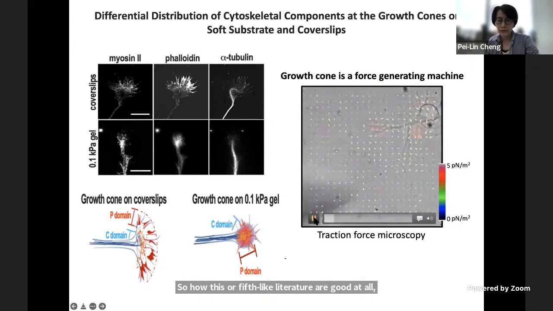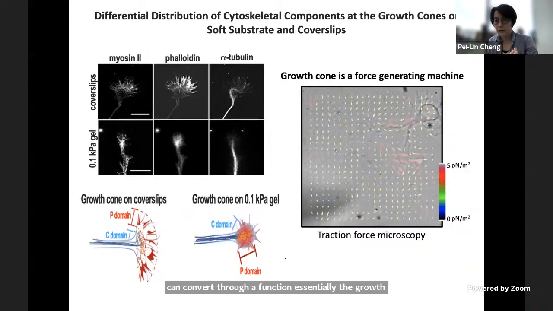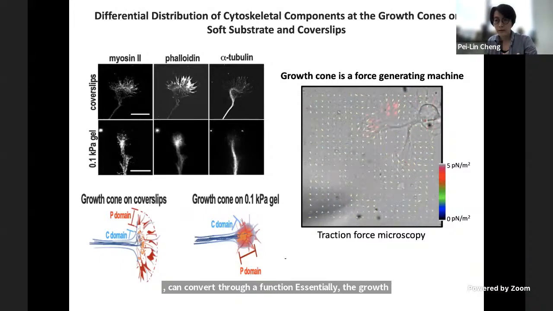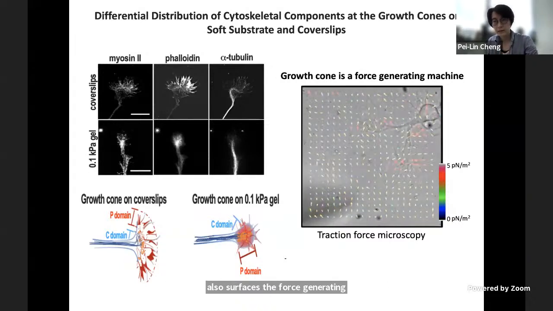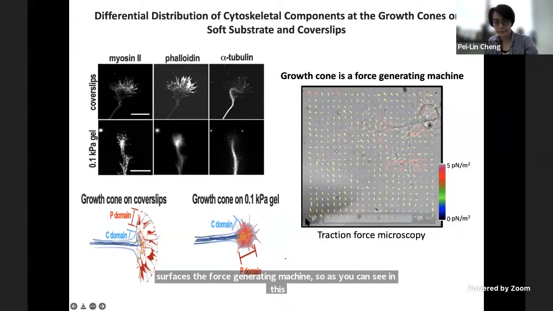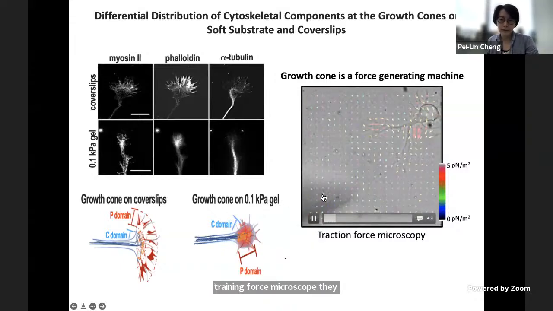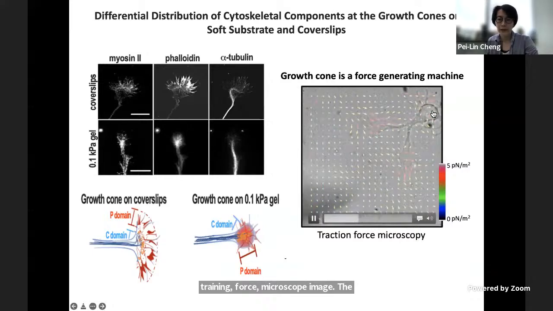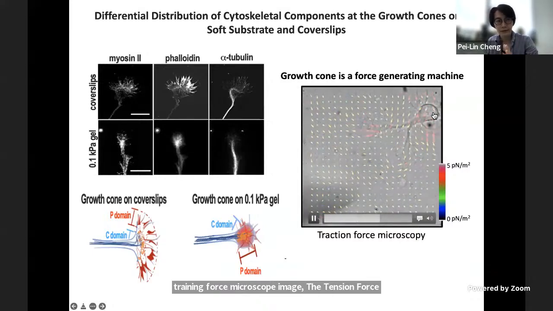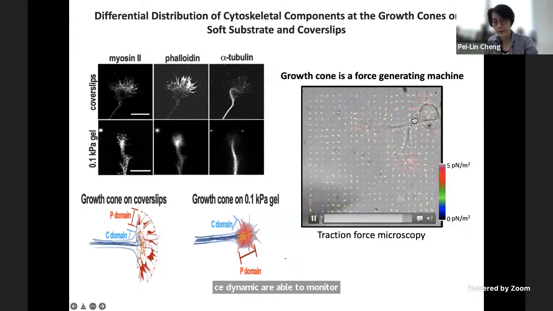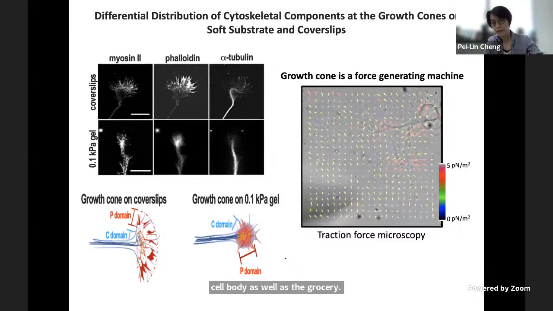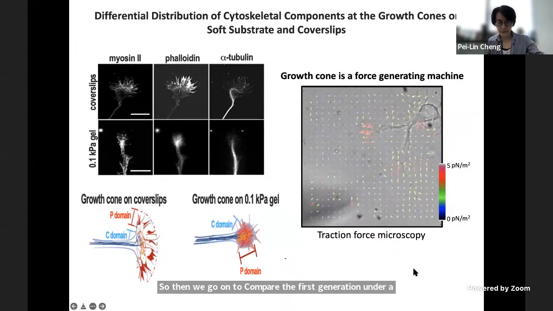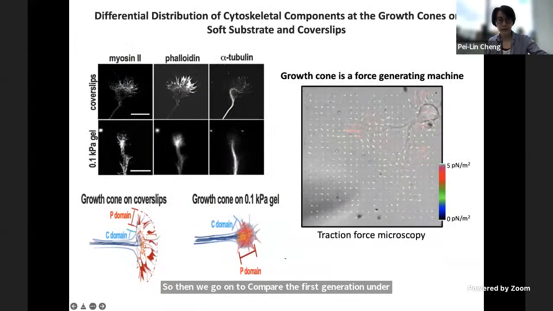Essentially, the growth cone is not only the moving front end of the neuron, it also serves as a force-generating machine. As you can see in this traction force microscopy image, the traction force dynamics are able to be monitored and detected around the cell body, as well as the growth cone. So then we go on to compare the force generation under different kinds of conditions and also different stimuli.